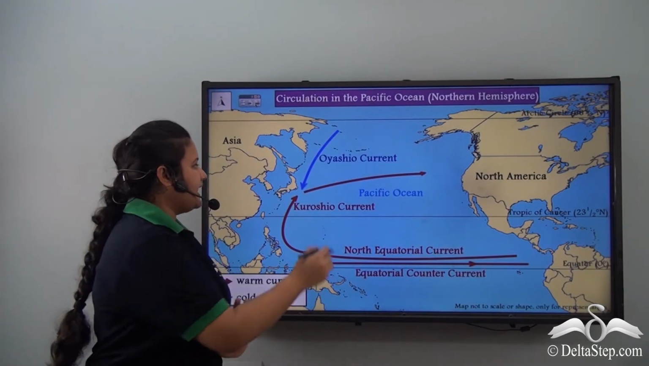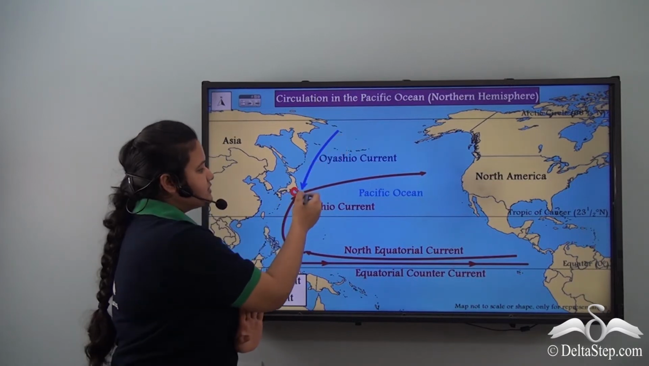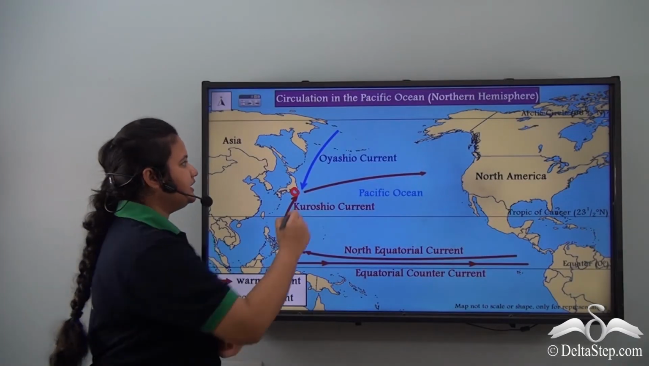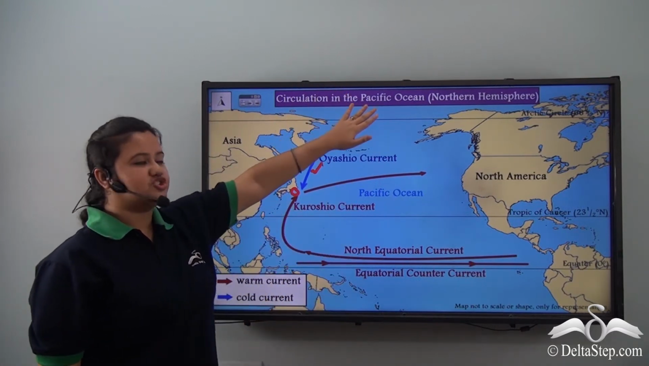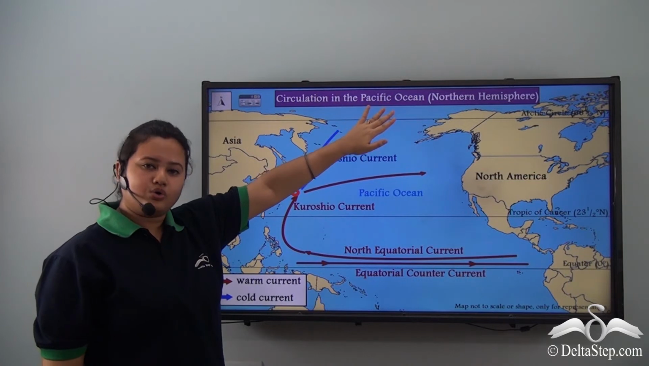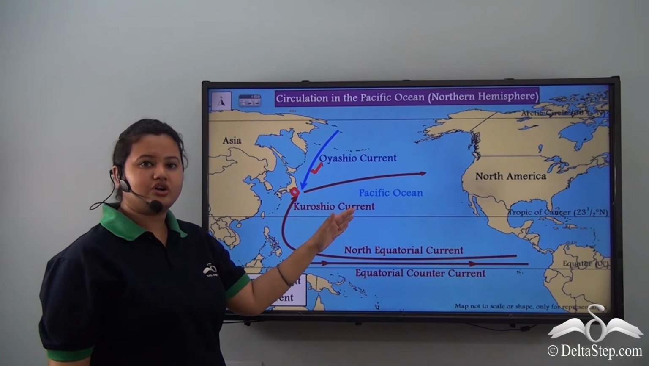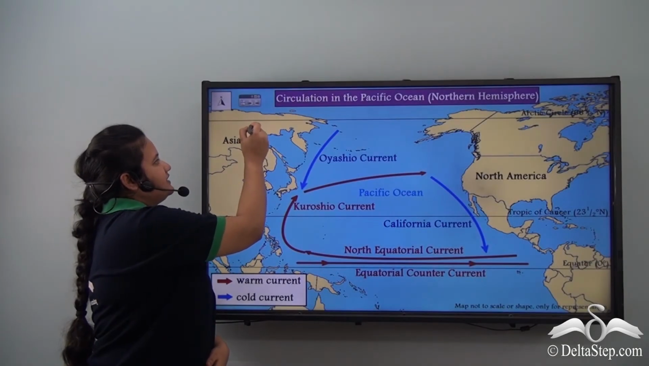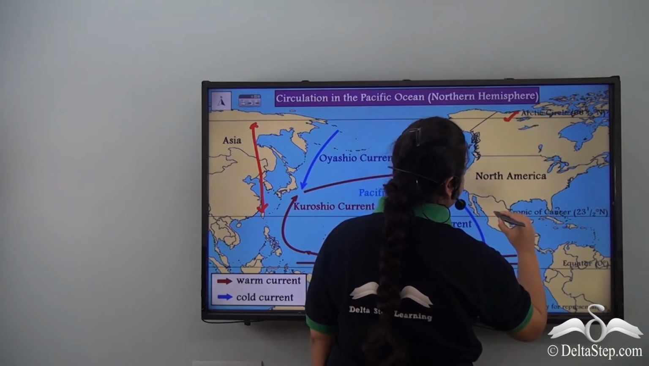Now, here at the eastern coast of Japan, a cold current connects with the Kuroshio current. We have already learned that the name of this cold current is Oyashio current. Oyashio current is a cold current which originates in the Arctic Ocean and then it flows southwards and connects with Kuroshio current here at the eastern shore of Japan. The temperate zone lies here between the Arctic Circle and the Tropic of Cancer.